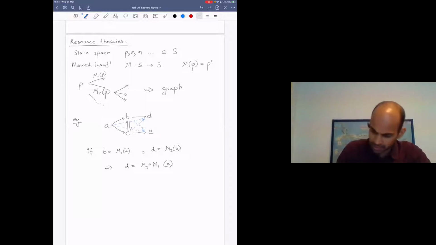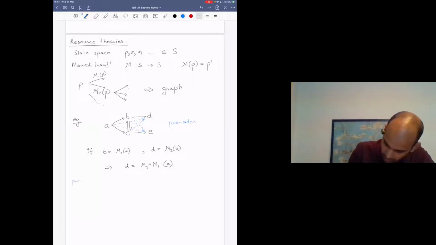Yes, so this is another way of saying that in this graph, this ordering between all of the elements, we end up with a pre-order, and the properties of a pre-order are the following. One is it is reflexive in the sense that A can always go to A, and the reason is that doing nothing is always allowed. So this is always part of the allowed transformations.